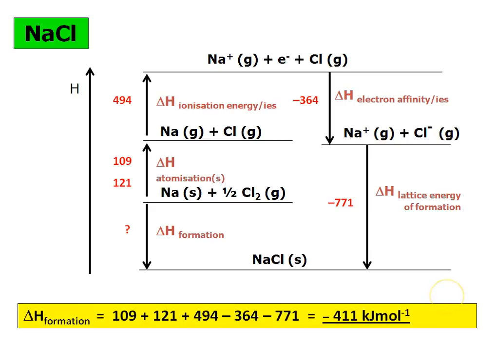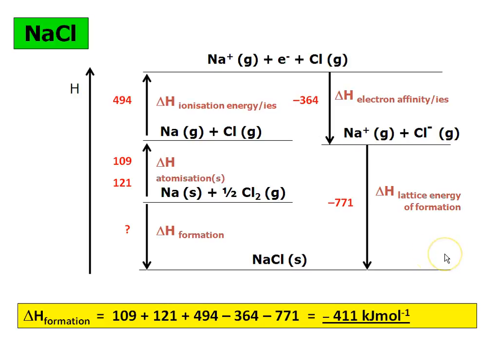Okay, so here we are, enthalpy change of formation, adding up all these values to give us minus 411 kilojoules per mole. Okay, so you notice there are two values here because we've atomized two different elements, yeah, and one value in each other.